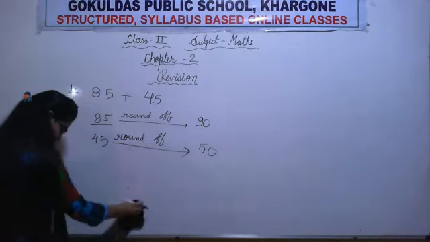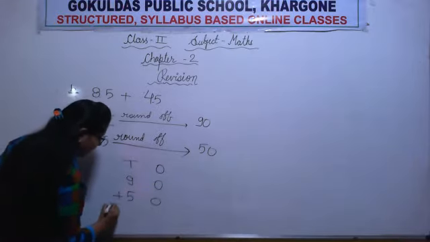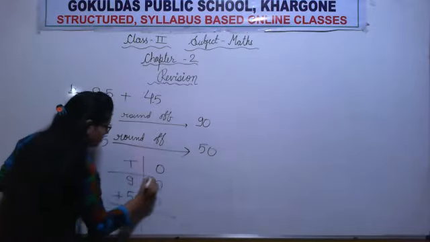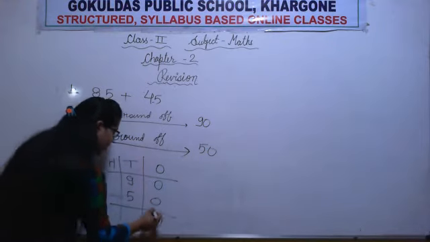Now, since two places are there, so we will also write tens and ones, two places. Now we will add these rounded off numbers. Okay. 0 plus 0, 0 plus 0 is 0.